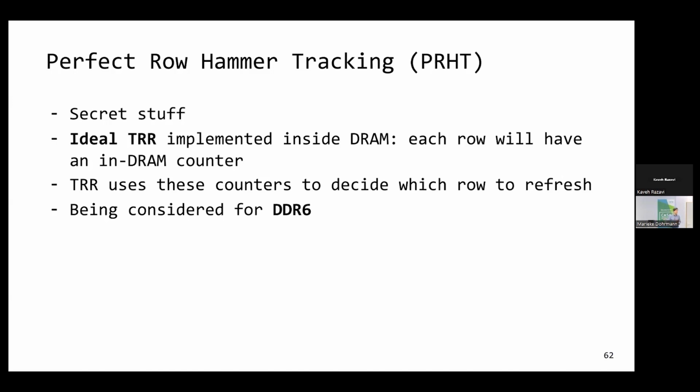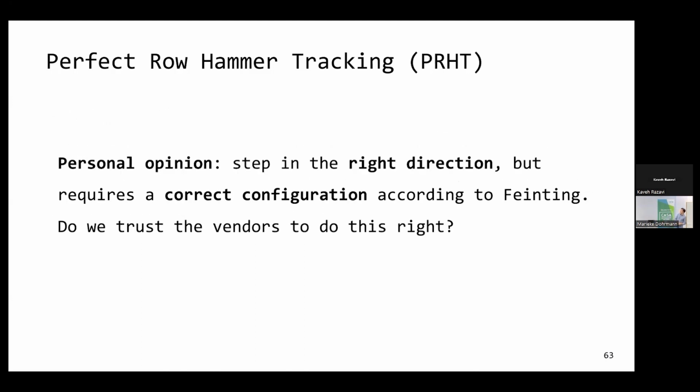This is being considered for DDR6. So, you know, 4 or 5 years from now, it's going to be deployed. This is also the development time of DRAM, right? They decide now, and 5 or 6 years from now, you're going to get it. So I also think that this is a step in the right direction, but it requires a correct configuration according to fainting, right? Because fainting does exactly this analysis for these cases where you have an ideal TRR implementation.